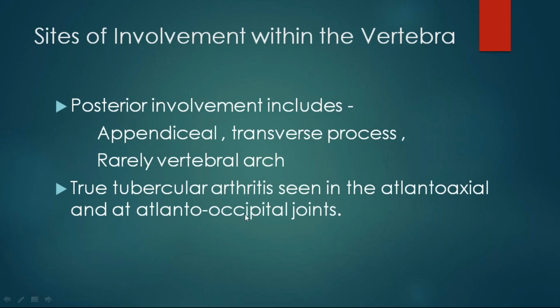True tubercular arthritis usually will not develop in any part of the spine, but it develops only in the atlantoaxial and the atlanto-occipital joints, which are in the cervical vertebra.